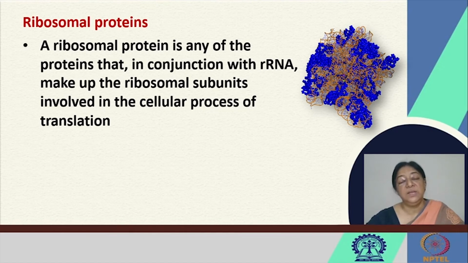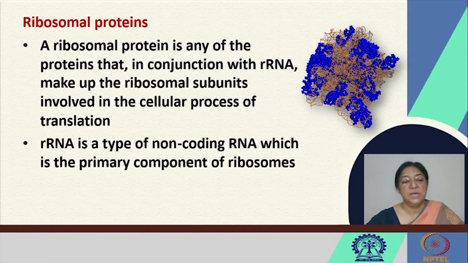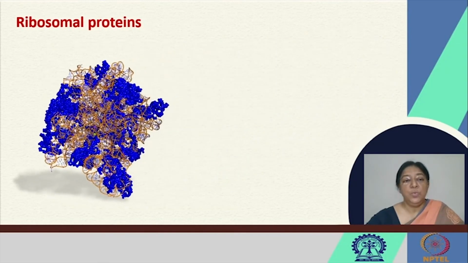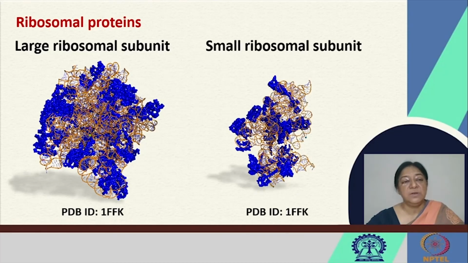So we have the DNA to RNA in the transcription process. Now we have the RNA going to the protein in the cellular process of translation, and there is the involvement of RNA in both these processes. So the ribosomal RNA is a type of non-coding RNA, which is the primary component of ribosomes, and RNA itself is a ribozyme, which we had talked about in our enzyme lectures, which carries out protein synthesis in ribosomes. So we have the large ribosomal subunit and a small ribosomal subunit.